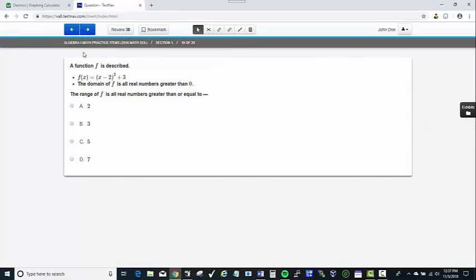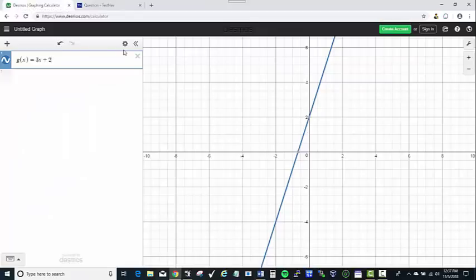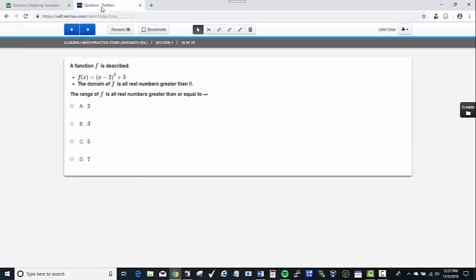A function f is described. F of x equals x minus 2 squared plus 3. The domain of f is all real numbers greater than 0. The range of f is all real numbers greater than or equal to what? Now remember, domain are your x values. Range are your y values. Why don't we just graph it and see? Let's go back over here to Desmos. And this is x minus 2 squared plus 3.